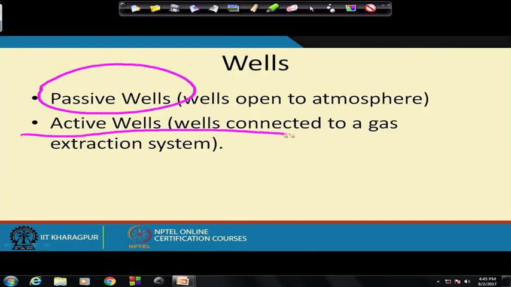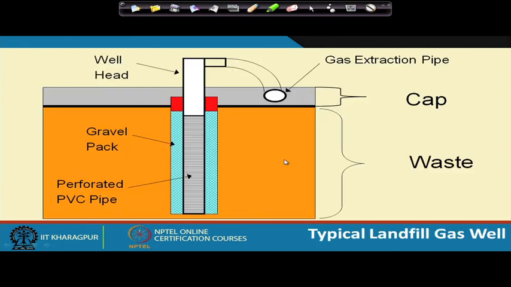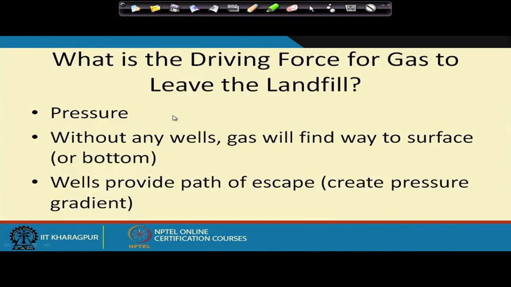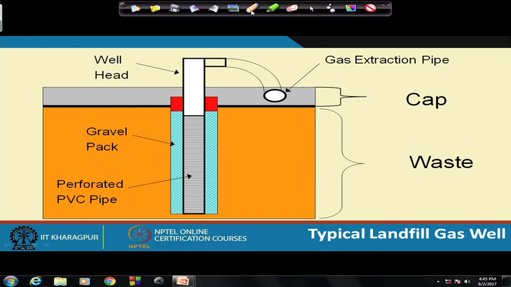What you see is active wells, which are connected to a gas extraction system. So it's a gas extraction system we are using, and the active wells are used for that. This is another sketch for that. This is your gravel pack. You can use the gravel pack, or you can use something else like wood chips as well. That's your gravel pack in here, and then in the middle you have these perforations, and you have this pipe up to this point, and then here you put some seal.